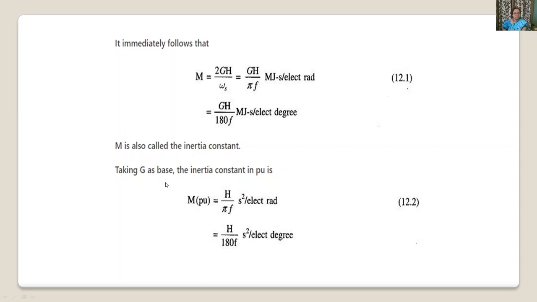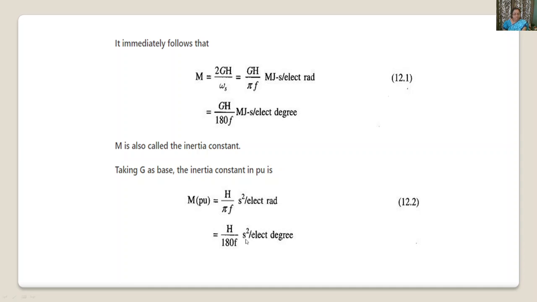Taking G as a base, the inertia constant in per unit is M per unit, dividing by this G. Dividing this 12.1 by G, we get H by pi f second square per electrical radian. If it is in terms of degree, then this 12.2 becomes M per unit equal to H upon 180 f second square per electrical degree. This is about the dynamics of synchronous machine.